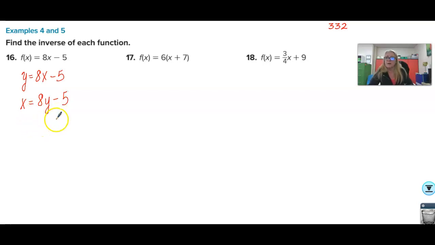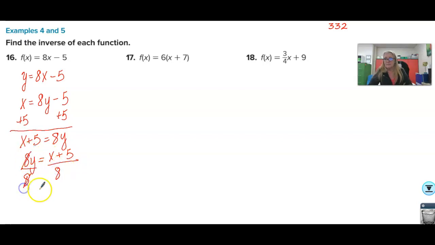Okay. Let's see. I'm going to add 5 to both sides. That gives me x plus 5 equals 8y. I'm going to flip this to get the y on the left-hand side. You can do that as long as you flip everything on each side. Okay. And now all I have to do is divide everything by 8. These cancel, and I get y equals x plus 5 over 8.